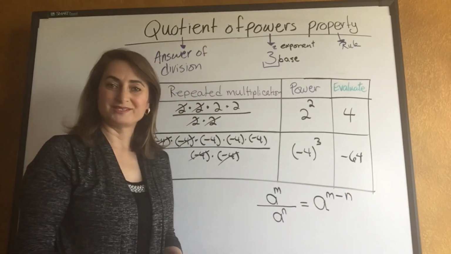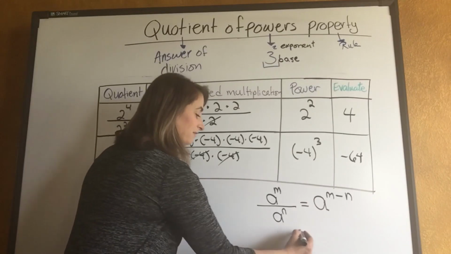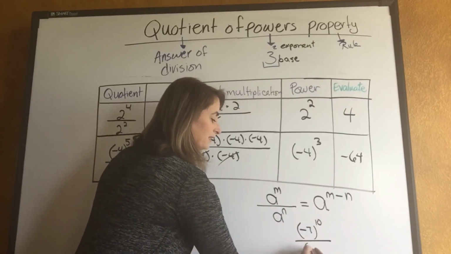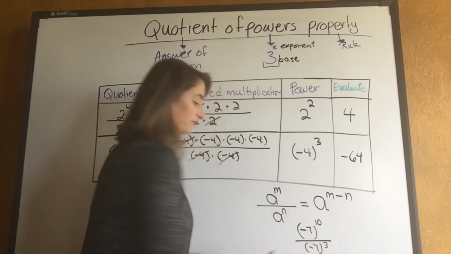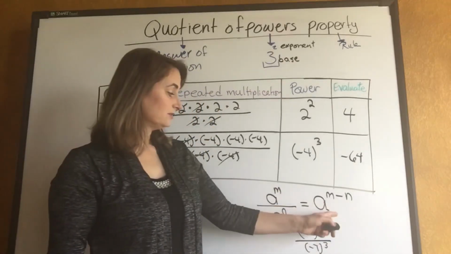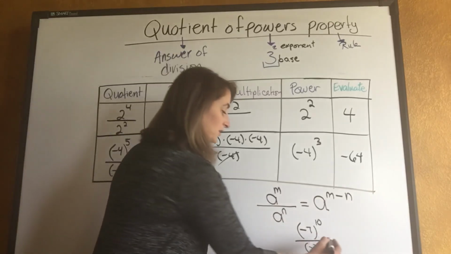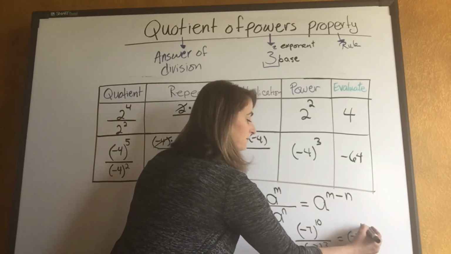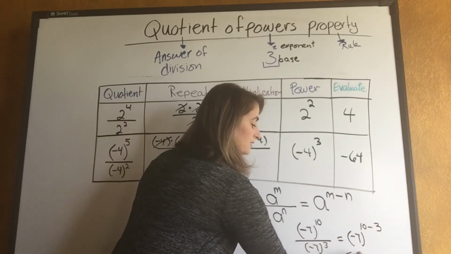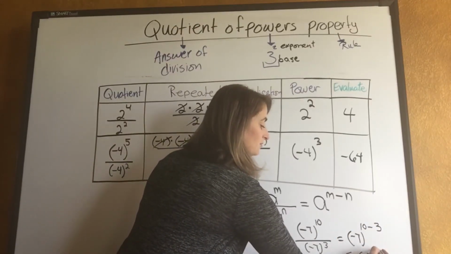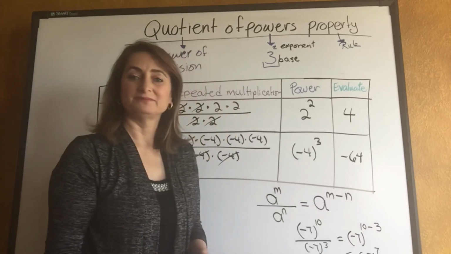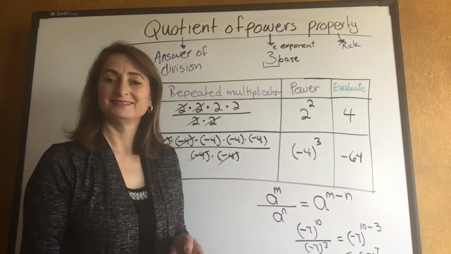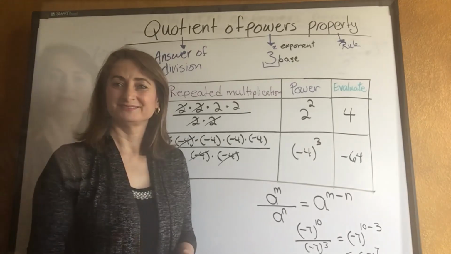Let's try it with one more example. What if you have negative 7 to the power of 10 divided by negative 7 to the power of 3? All I have to do is keep the base the same and subtract the exponents. So the base is negative 7, subtract 10 minus 3. So your answer is negative 7 to the power of 7. Now if you're able to see that, let's practice more.